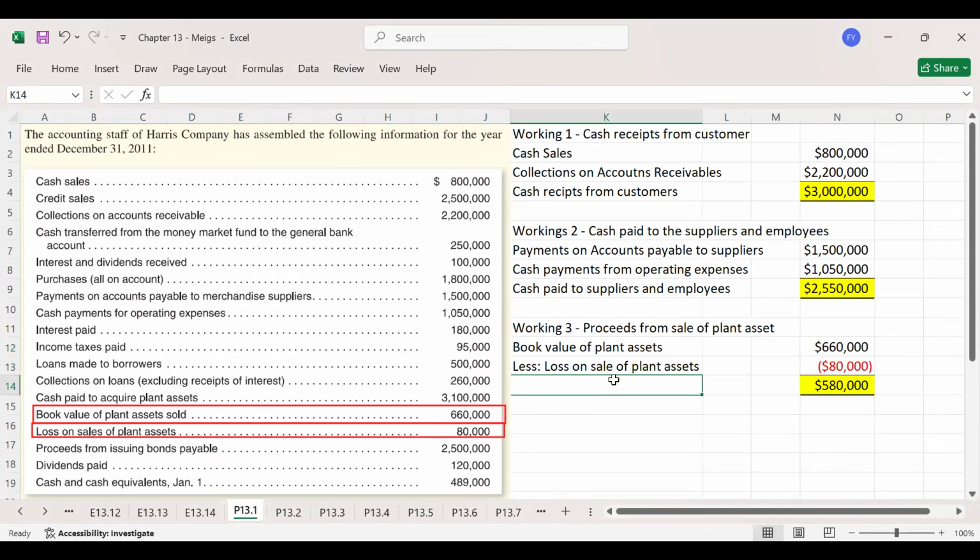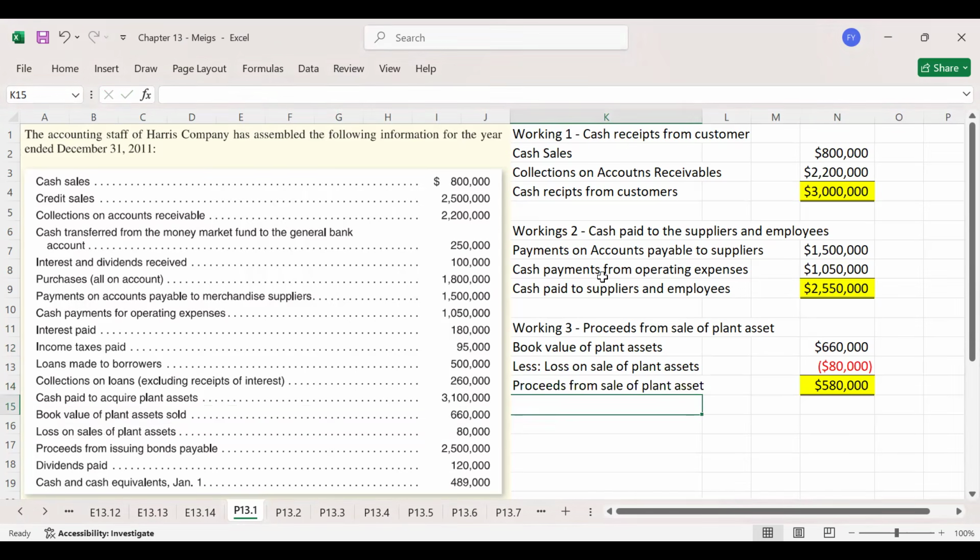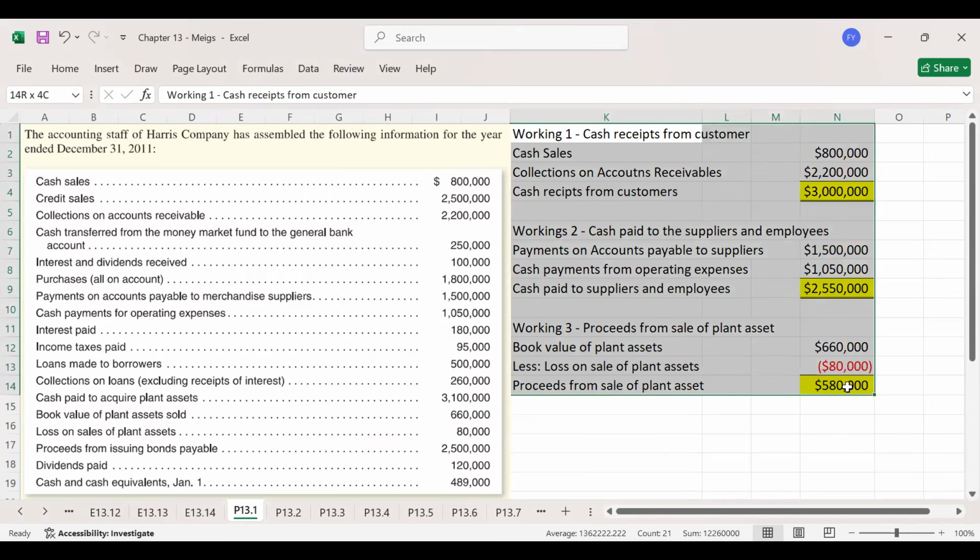And likewise, if you have any gain, this means that the company sold the asset above the book value. In that case, you add the gain to the book value to get the cash proceeds. So this is the proceeds from sale of plant asset. These are our total requirements which we have calculated before preparing the cash flow statement.